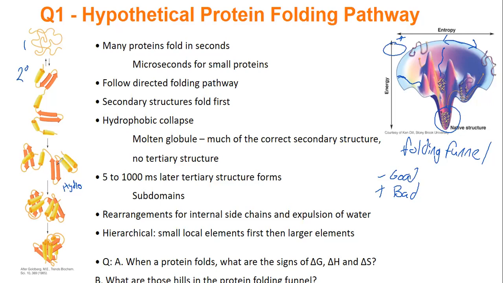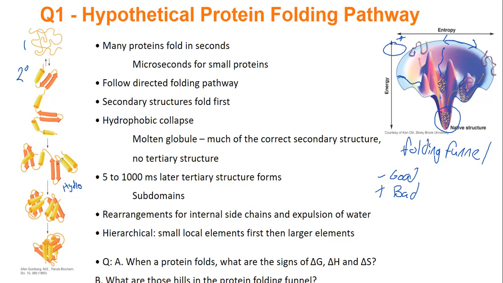After your hydrophobic collapse, generally your subdomains will form. Your protein will start forming the subdomains it needs to form. And then you'll have some fine-tuned rearrangement after your subdomains form. Your side chains will slightly move. Any water that was trapped on the inside of your protein when your protein folded will be expelled by this slight movement of side chains.